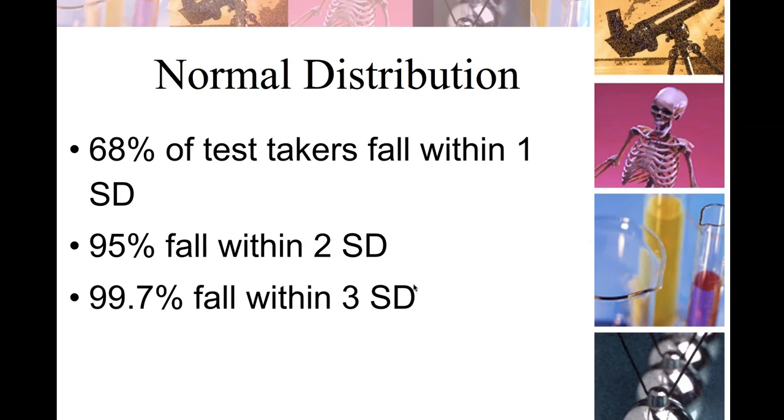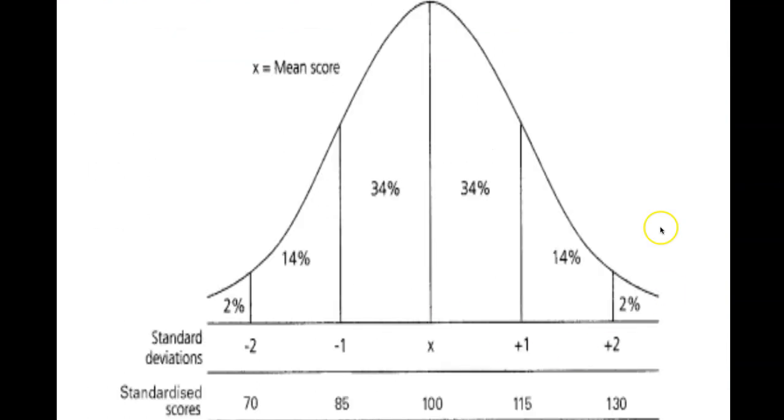95% will fall within 2 standard deviations of the mean. And about 99.7% will fall within 3 standard deviations of the mean. Now, what does that mean? And we'll look at a couple.